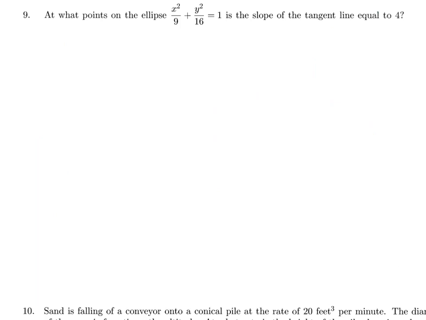Number 9. This problem is one of the most difficult ones in the review, even though it looks very short. At what points on the ellipse is the slope of the tangent line equal to 4? So to start out, I'm going to multiply this equation by 144 just to eliminate some fractions and scare people a little bit less. Multiplying by 144 gives us 16x squared plus 9y squared equals 144.